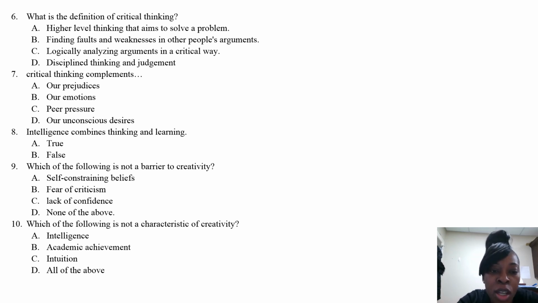8 is A. 9. Which of the following is not a barrier to creativity? A. Self-constraining beliefs. B. Fear of criticism. C. Lack of confidence. Or D. None of the above. 9 is A, self-constraining beliefs. 10. Which of the following is not a characteristic of creativity? A. Intelligence. B. Academic achievement. C. Intuition. Or D. All of the above. 10 is D, all of the above.